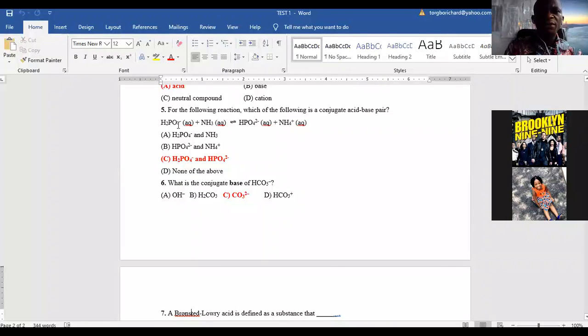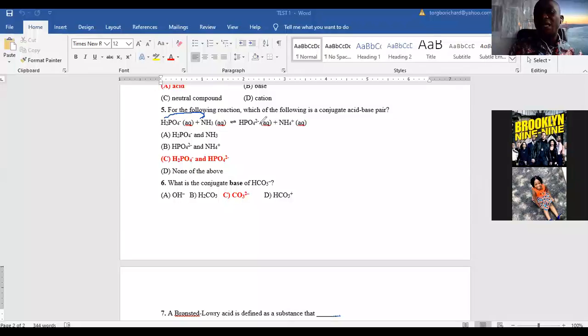If you observe this carefully, C is the answer, because I see that ammonia at the reactant side becomes ammonium at the product side. It can only mean that ammonia is accepting a proton from H2PO4 minus, the dihydrogen phosphate ion. That can only be the explanation. So the dihydrogen phosphate ion then becomes the acid.